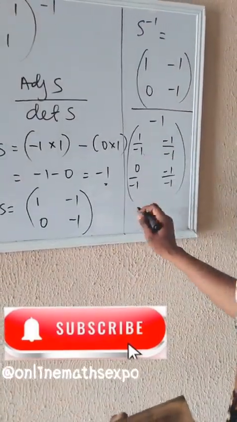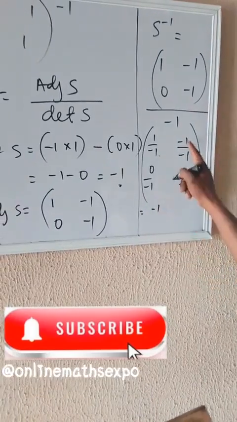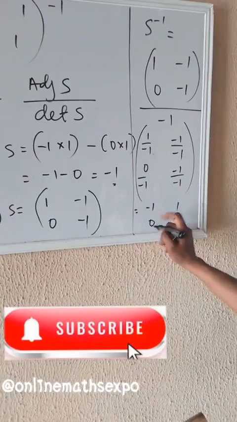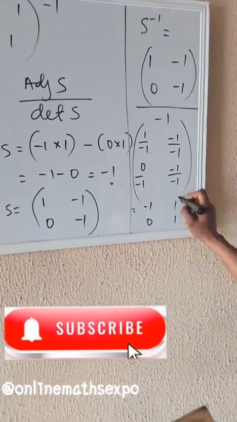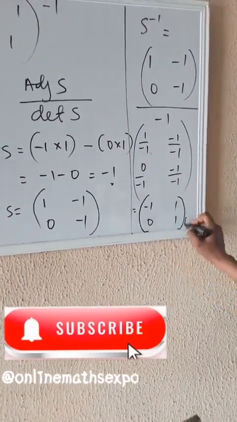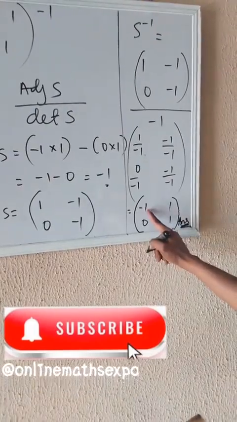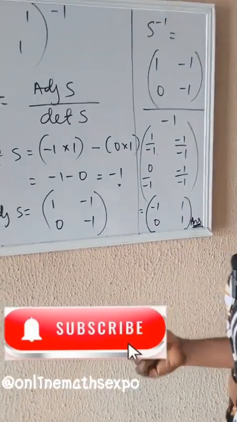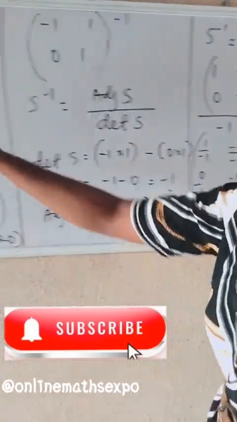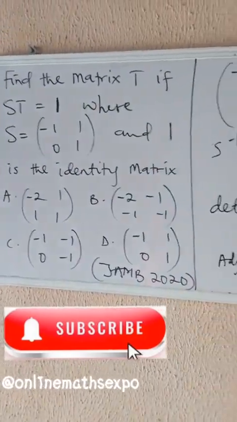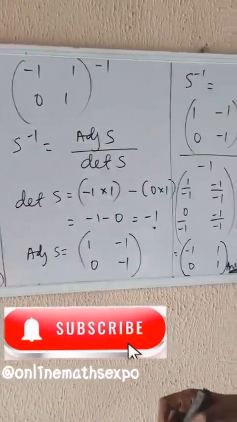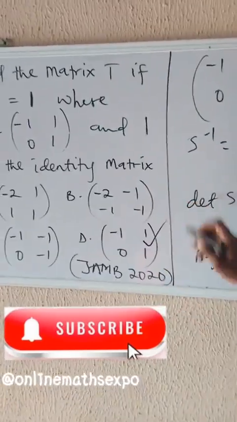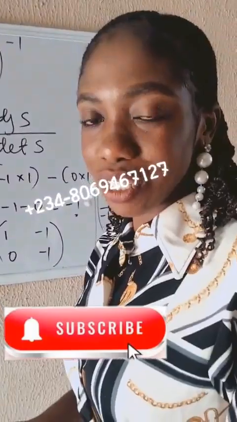1 divided by minus 1 will give us minus 1, and minus 1 divided by minus 1 will give us plus 1. 0 over minus 1 is 0. Minus 1 divided by minus 1 will give us 1. So this is our answer: minus 1, 1, 0, and 1. If you want to verify whether what you did is correct, use this answer to multiply this matrix. You will see that you will have the identity as an answer. So the correct option here is option D. Thank you very much. Till we meet another time. Bye-bye.